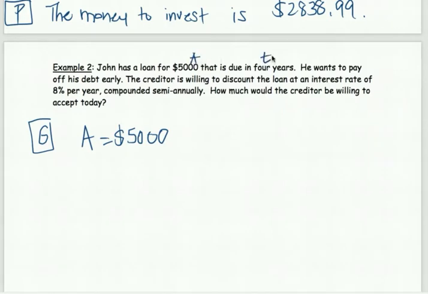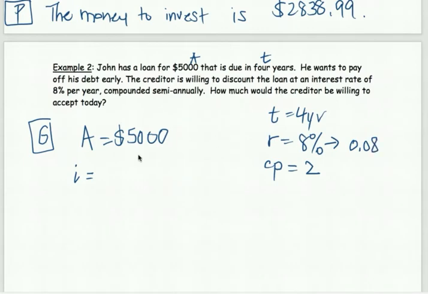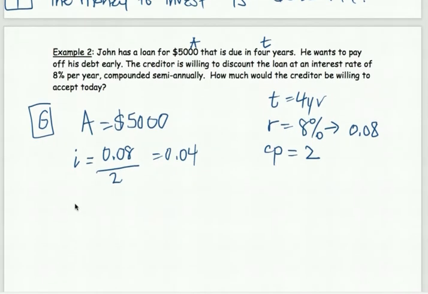So that's the time. Let's write time is 4 years. He wants to pay off his debt early, so the interest rate is 8%. And the compounding period is semi-annually, so that means 2. So we're going to go through and calculate our I and N. So 8% as a decimal, divide by 100, get to here. And then you're going to divide by 2, so you end up with 0.04. So again, in 1 year, you're going to place the interest on twice. So each time you do it, it'll be 4%, and then the next one would be 4%.